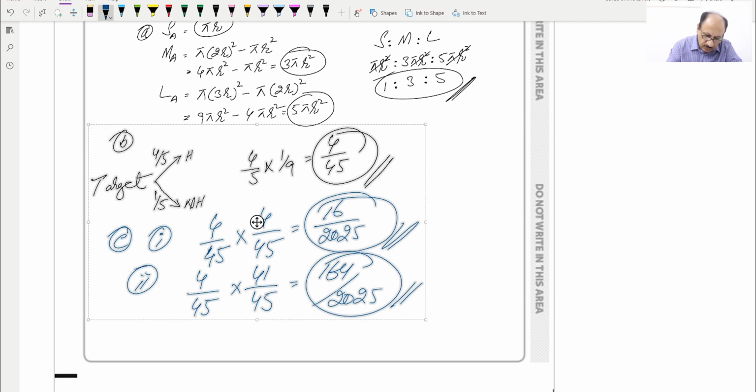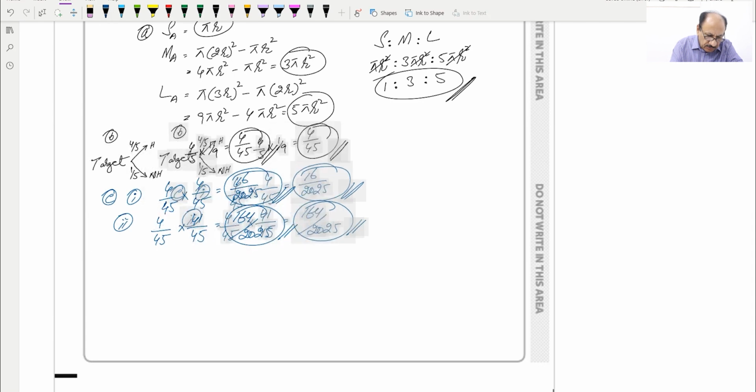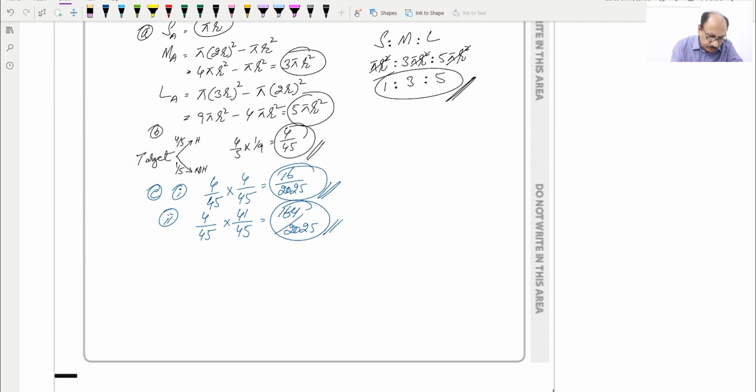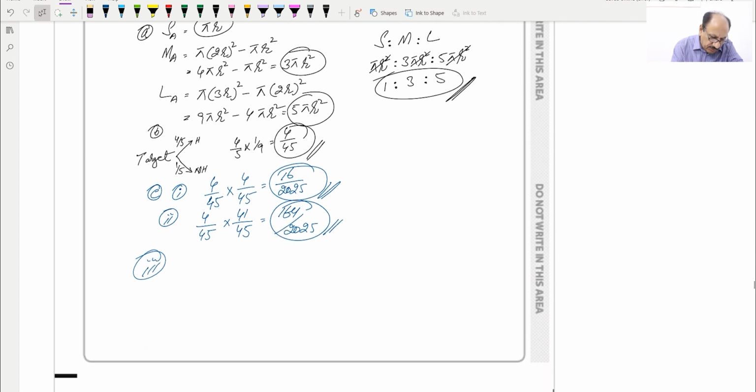This is done. And the last part, which is part 3, we can solve as well. This is the third part, which is saying at least one hits the bull's eye. So for this one we can use the complement. That will be 1 minus all not hitting bullseye. So 1 minus not hitting bullseye. So that will be what?